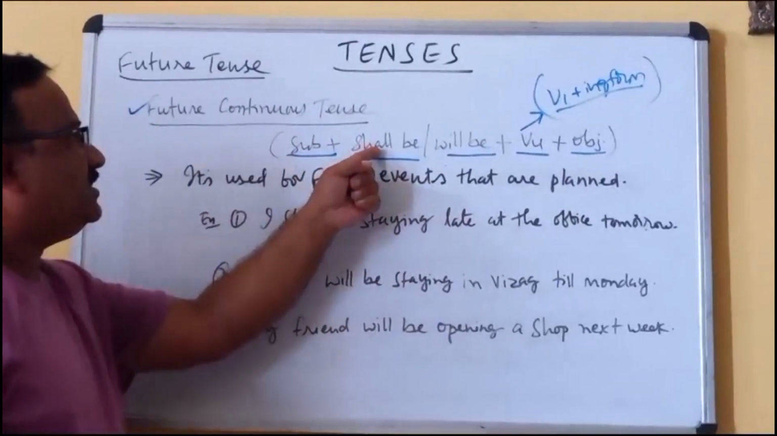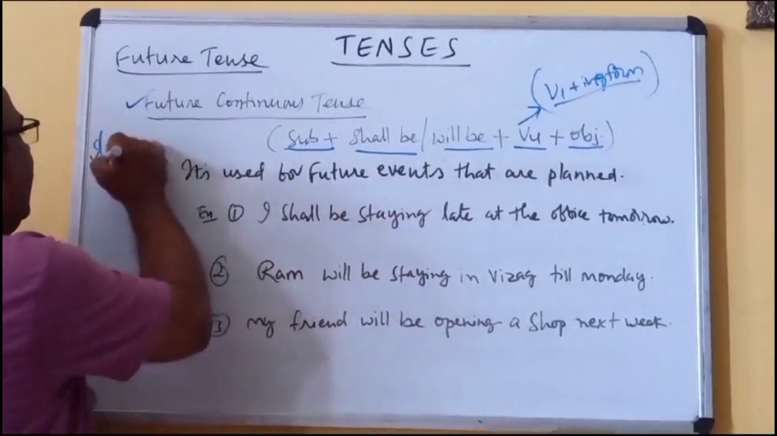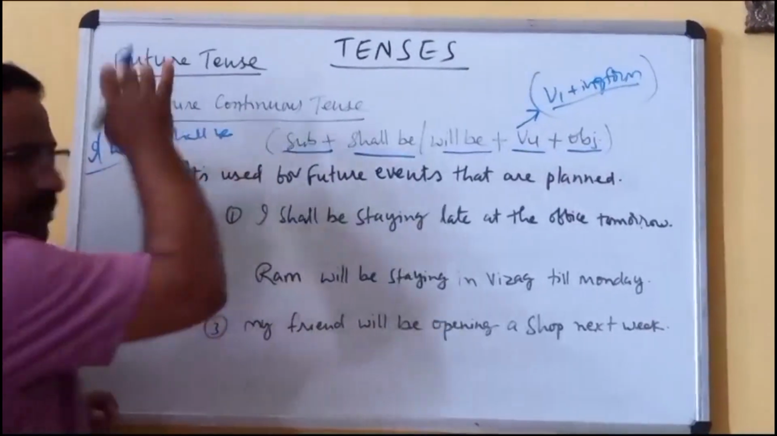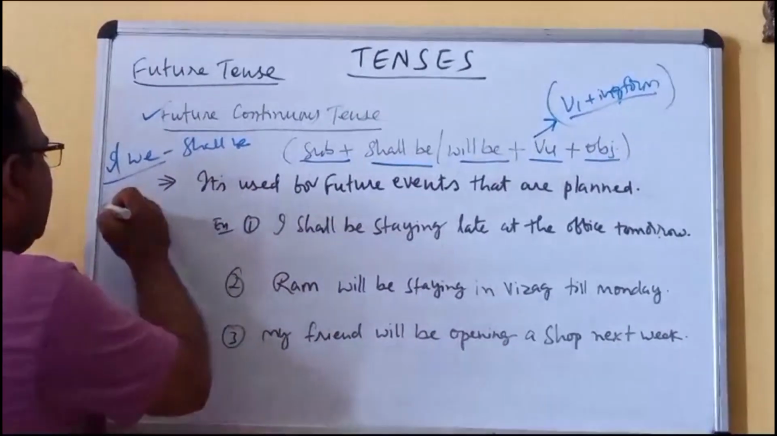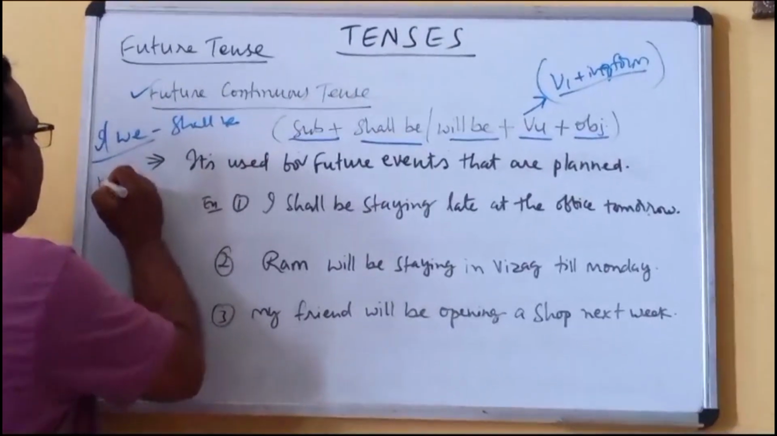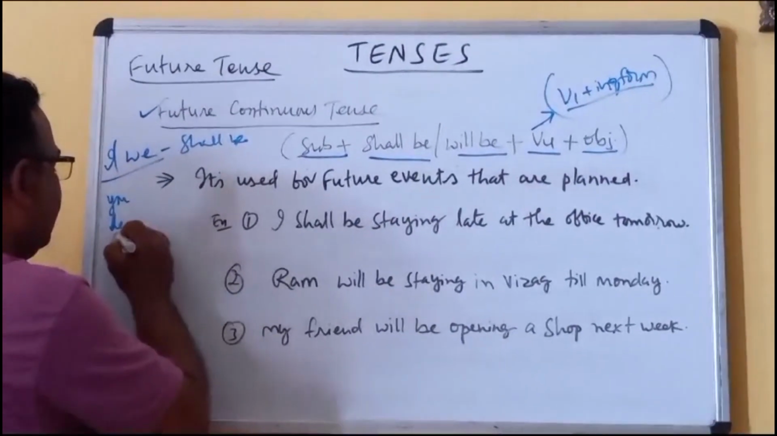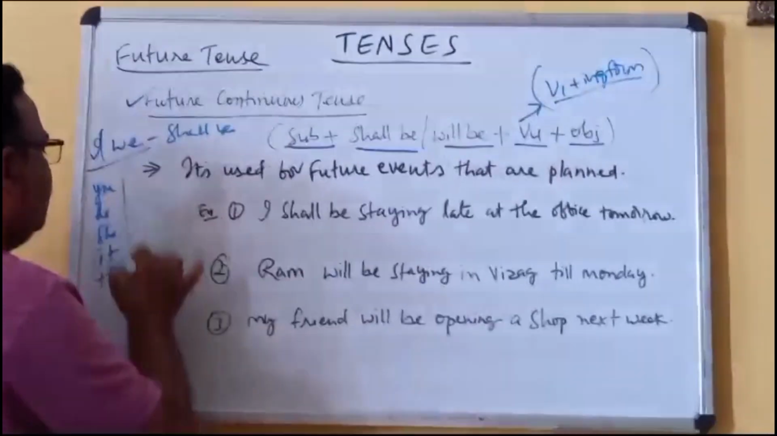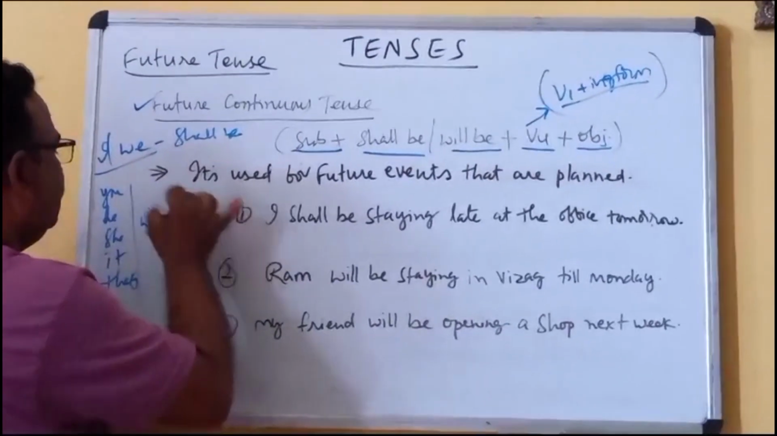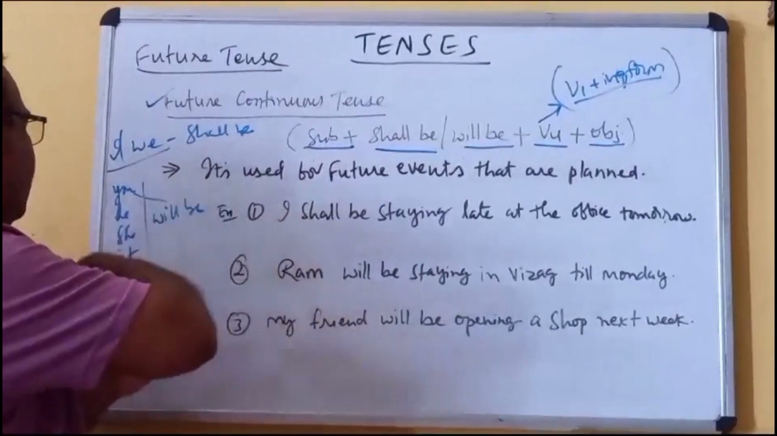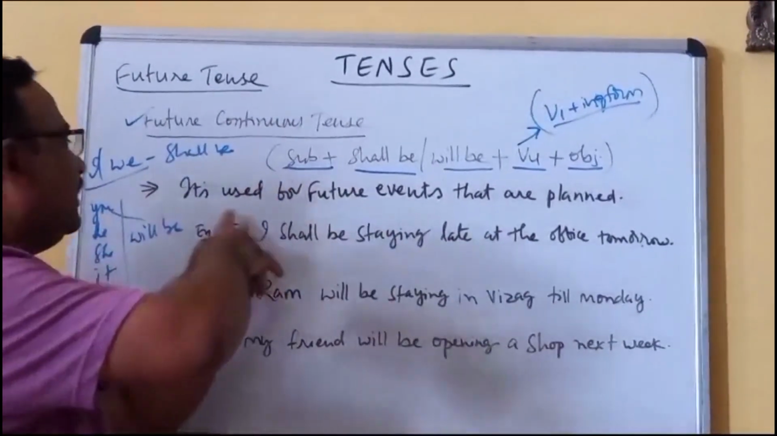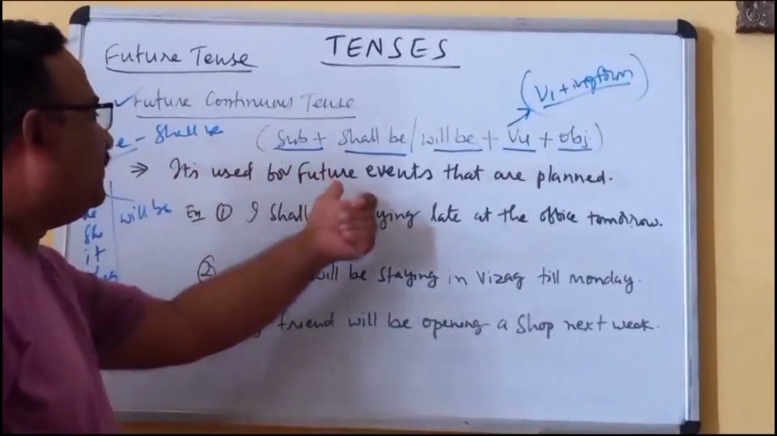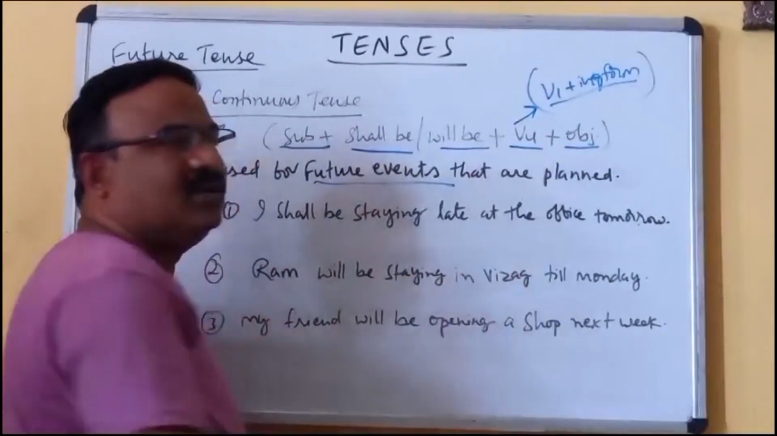Already you discussed: for I or we, shall be. Remaining pronouns: you, he, she, it, they, will be. You will be, she will be, it will be, they will be. Now the condition is, it is used for future events that are planned.